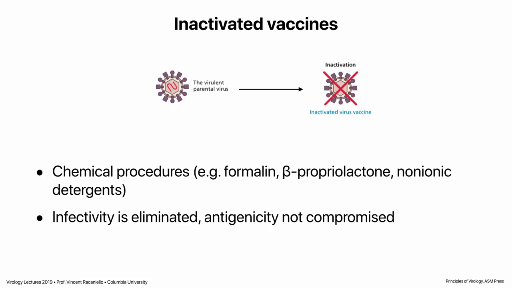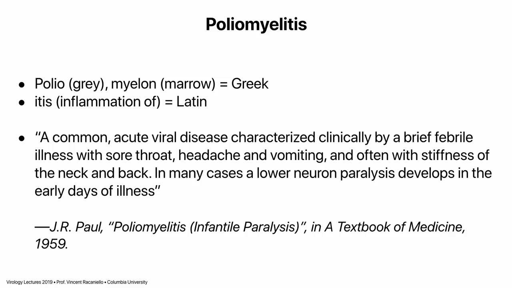So first, let's talk about inactivated vaccines, where you take your infectious virus and you treat it with a chemical that inactivates infectivity but preserves antigenicity. Things like formalin, propiolactone, detergents, and obviously you have to test this to make sure whatever your treatment is doesn't destroy the antigenicity. One of the examples I want to give you is a polio vaccine developed in this way. Poliomyelitis, we have mentioned, of course, as an acute disease in this course, and here is a description of the disease from a textbook of medicine from 1959, because I think today's textbooks of medicine won't have it in it any longer.